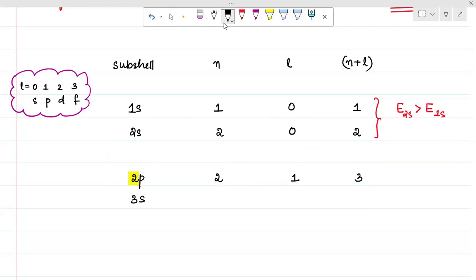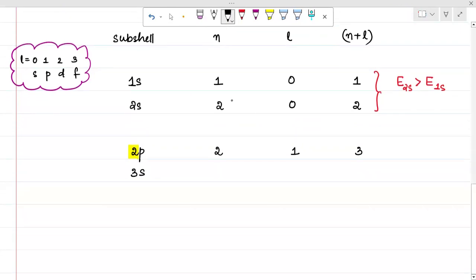So for 3s, please write it down on your own. Pause the video and try. So for 3s, n value will be equal to 3. s corresponds to 0. So n plus L is 3. Okay, so this is the case that I wanted. See? So what happened here? N plus L is the same in both the cases. For 2p also, n plus L is 3. For 3s as well, n plus L is equal to 3. But that doesn't mean that their energies are equal.